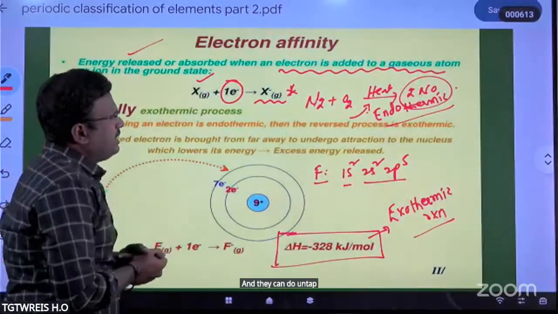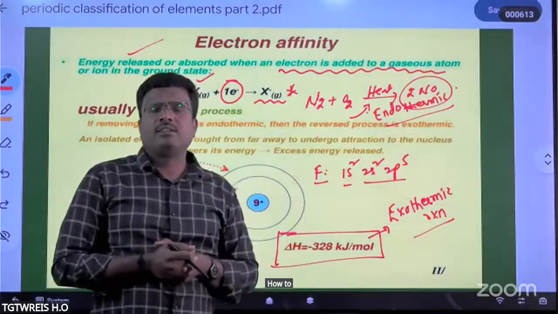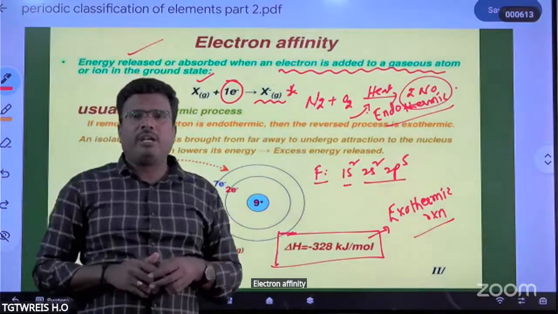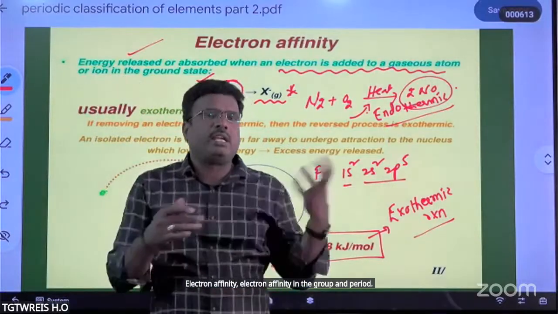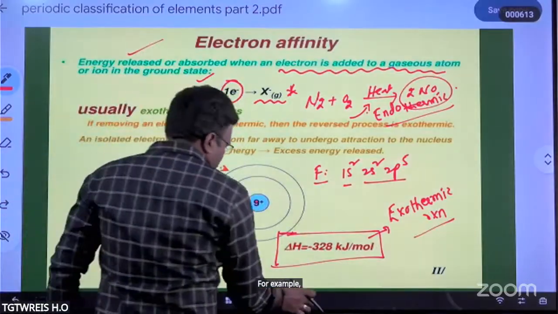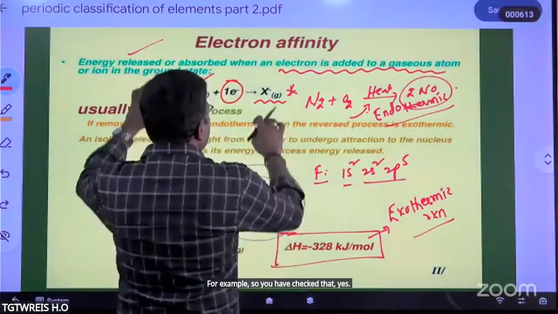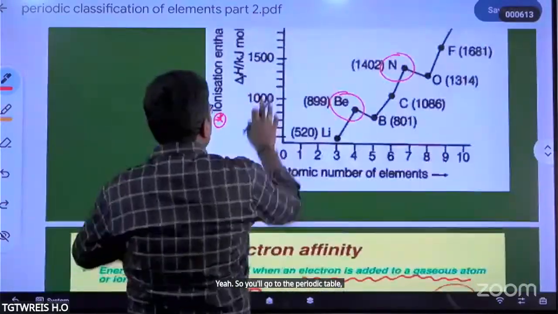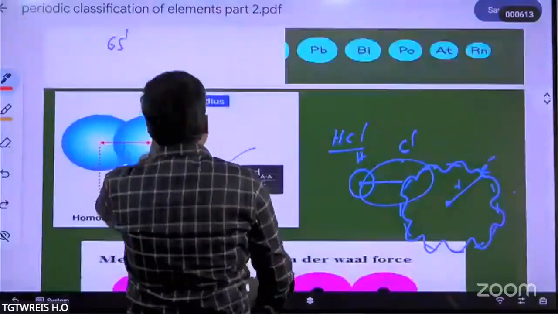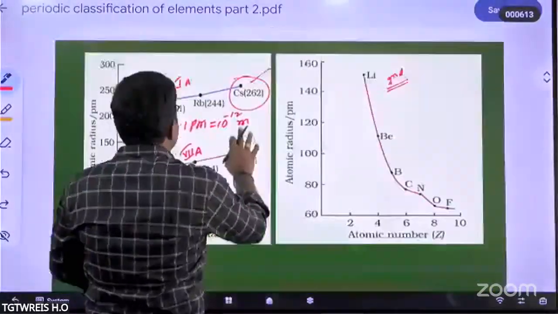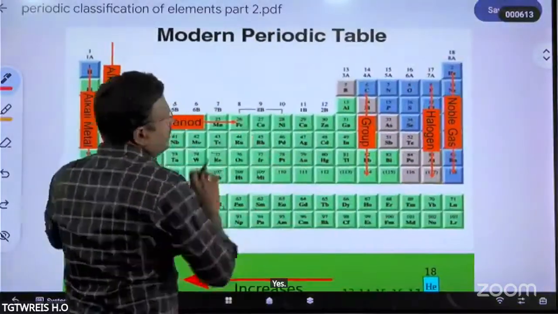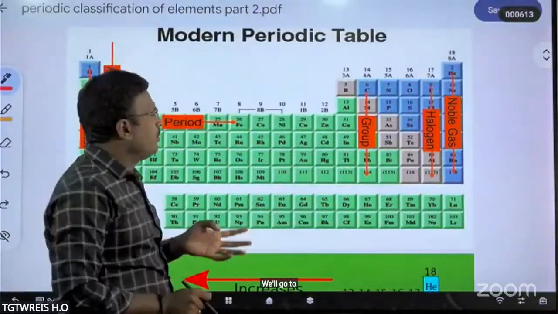So how does the electron affinity change in the group and period? How does the electron affinity change in the group and period? For example, so we have checked that, yes. So we'll go to the periodic table.